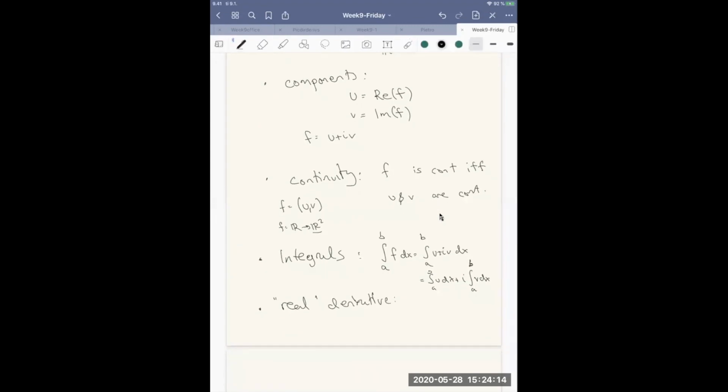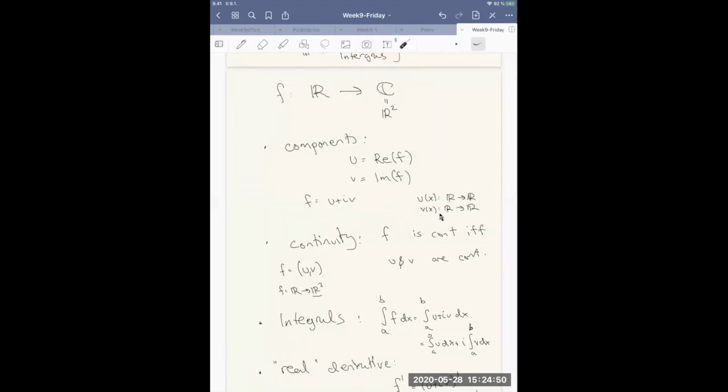And finally, we will need one thing about derivatives. The derivative of f is, again, we take the derivative of u plus iv, and we know how to compute the derivative of u, the limit of the difference quotients, and then the derivative of v is just the same. All of this time, u is a function from R to R, and v is a function from R to R in this treatment.